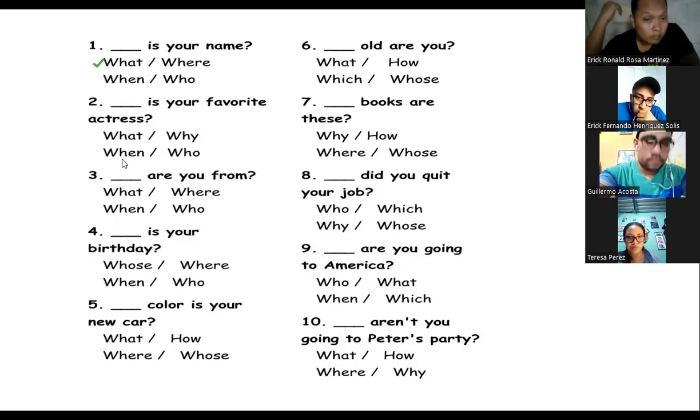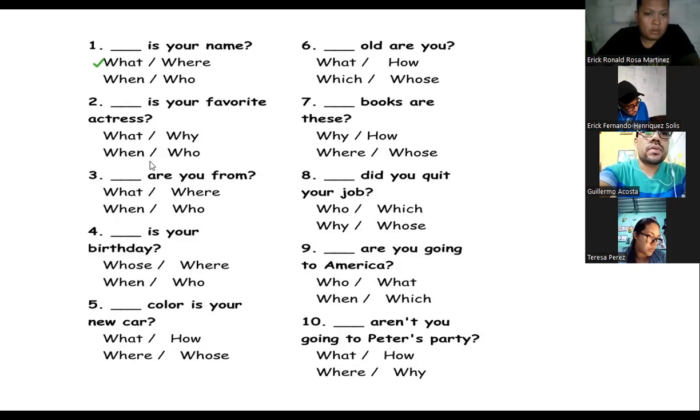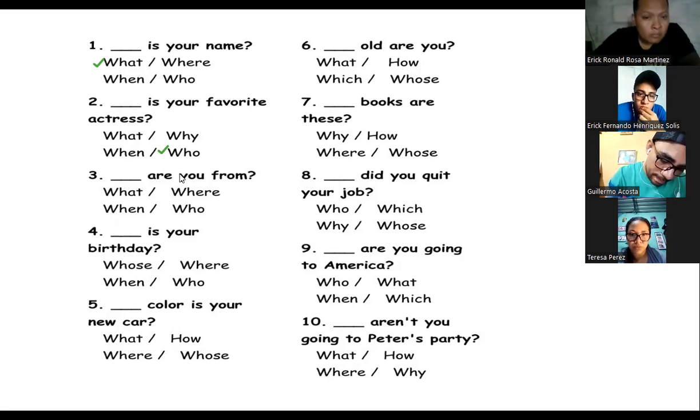Veamos. Gwen. Who is your favorite actress? ¿Quién es tu actriz favorita? Who is your favorite actress? Number three. Where are you from? Number four. When is your birthday? Number five. No veo. What color is your new car? Okay, number six.